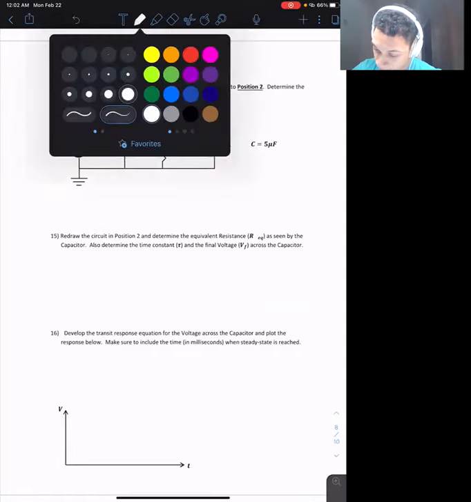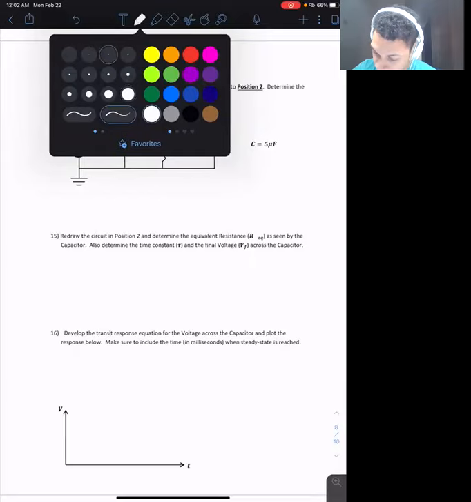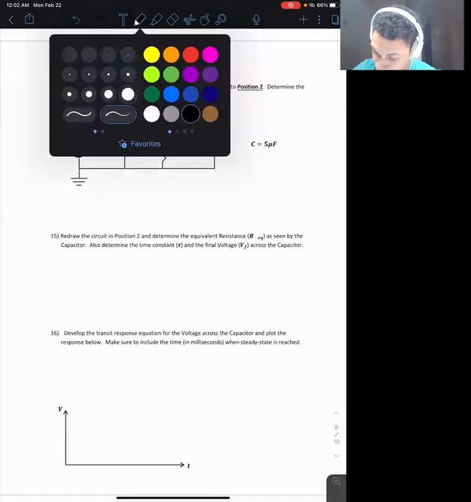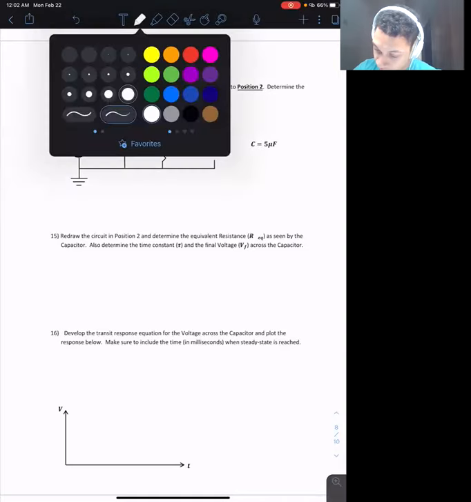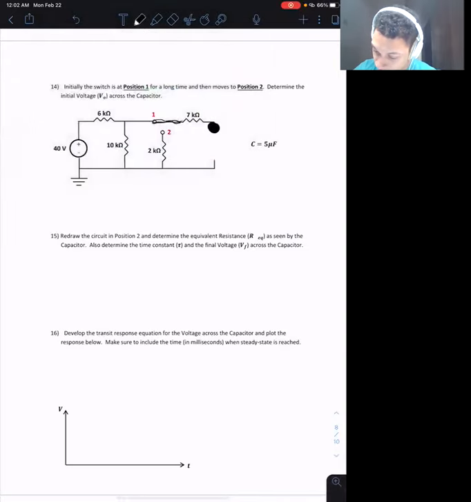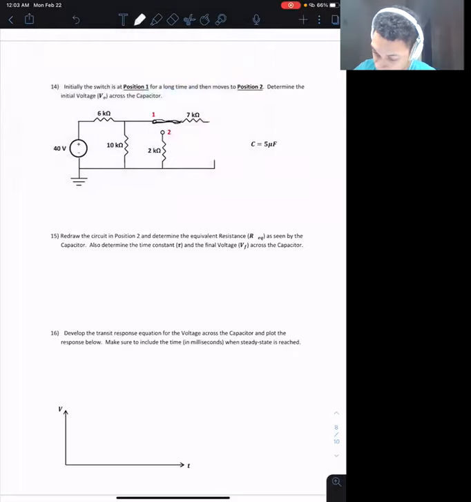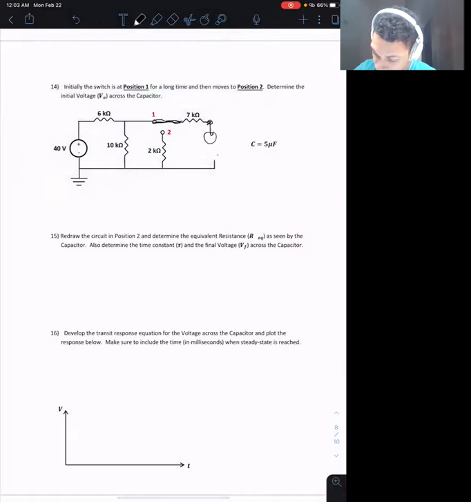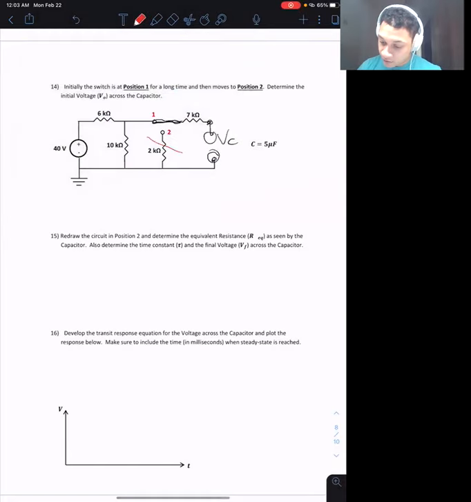So this section is gone, and we'll replace that with a wire right across here. And then the capacitor, because it's a steady state for a long time, is replaced with an open. That's VC. So now you might notice that the 2 ohm resistor is completely useless.